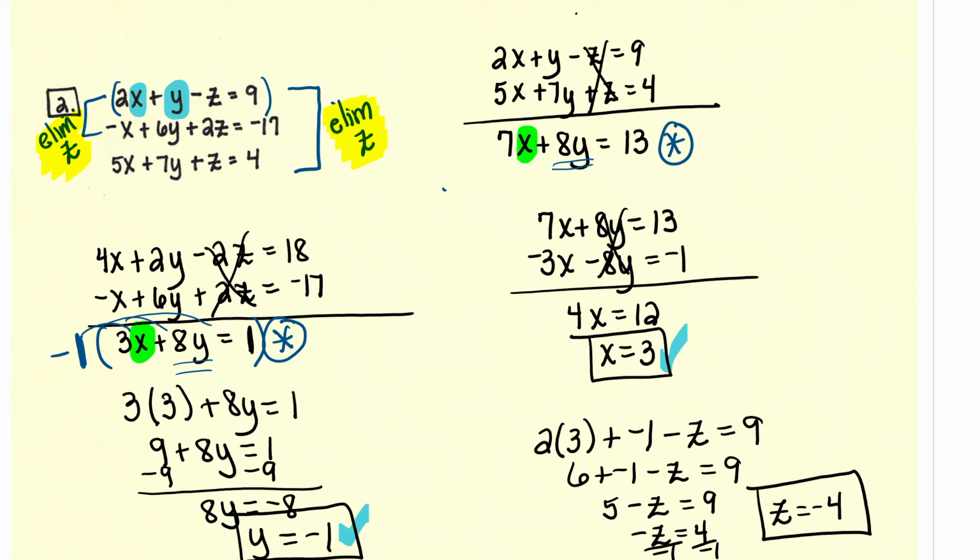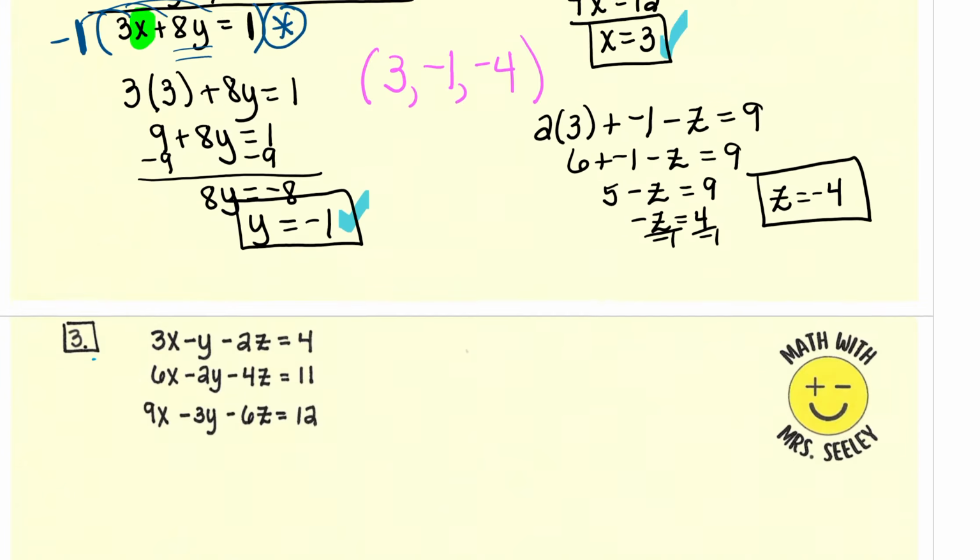Again, we can write that as an ordered triple. It would be x, y, and z. Don't forget, you can check those answers by placing them into x, y, and z in each one, and you'll see they'll equal what they're supposed to. Okay, let's take a look at problem number 3.